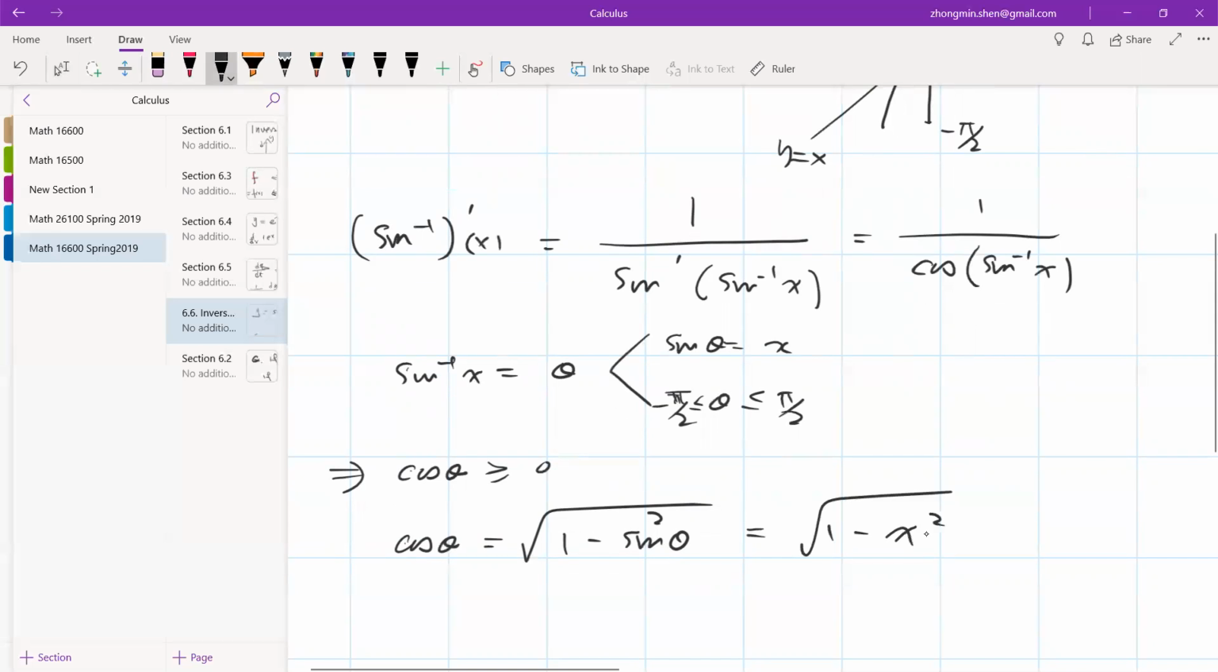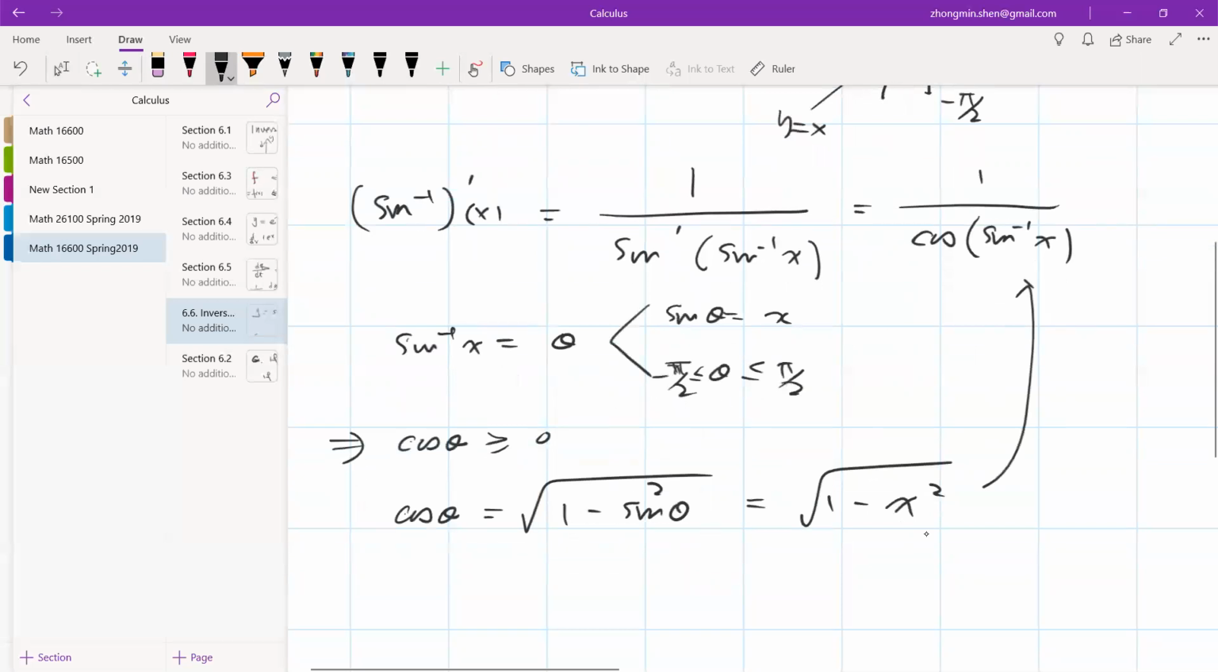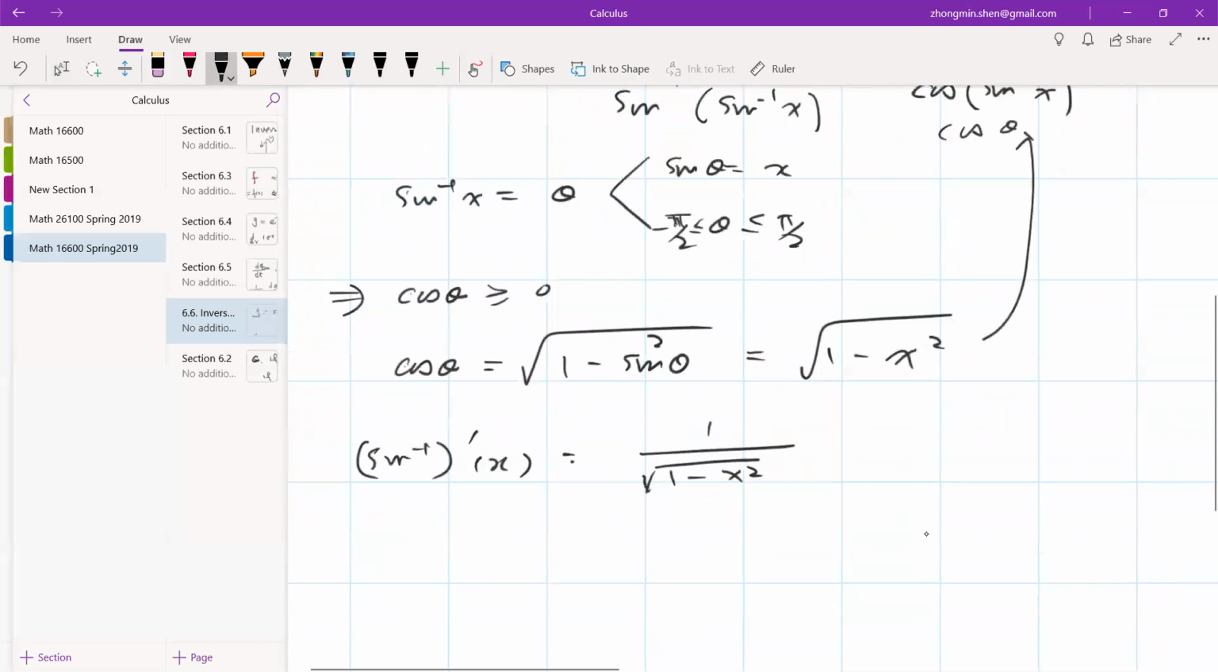All right, so cool. What I get here, I'm going to put it here. Because cosine theta is cosine of arcsine x, it's going to be the square root of 1 minus x squared. Yes, this is cosine theta, because theta is arcsine x. All right, so this is what we get.